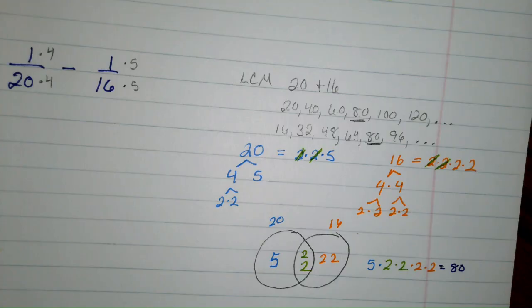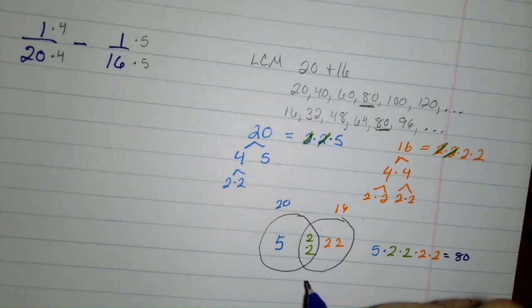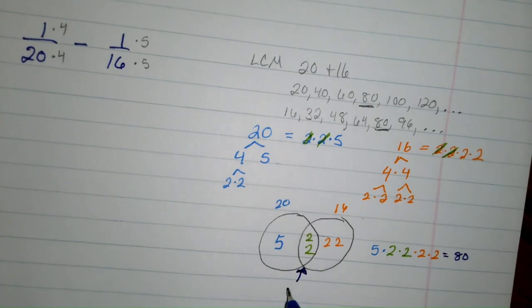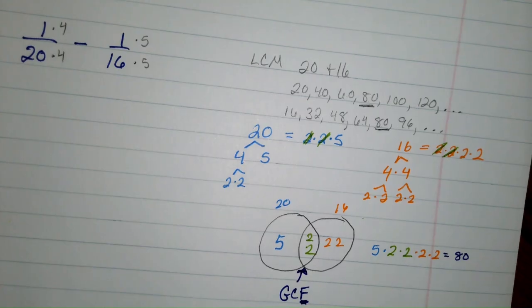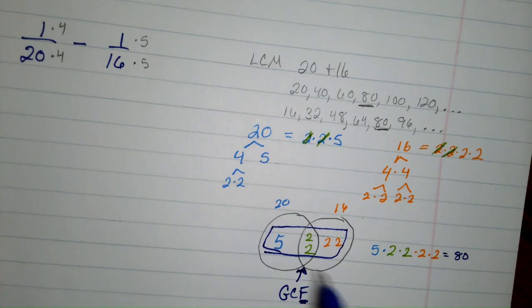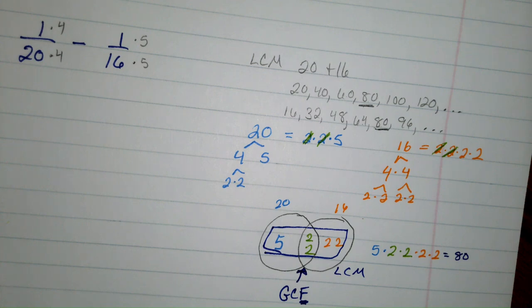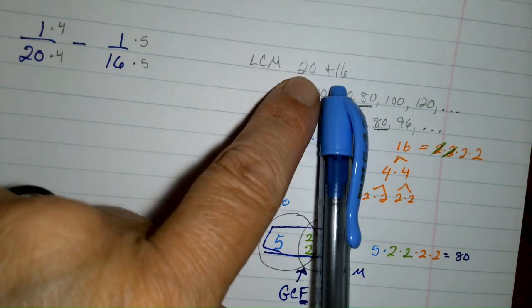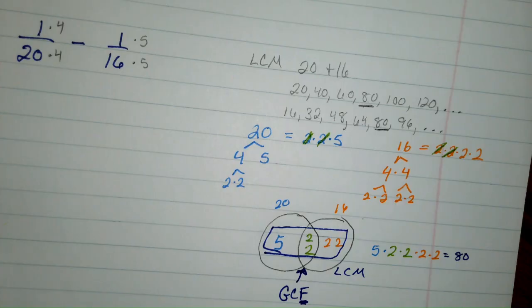So also, hey, fun thing, in here is your greatest common factor. You just use the fewest sections. When you use the most sections, you get your least common multiple. So the Venn diagram actually gives you your greatest common factor of 4, because they both divide by 4, and it gives you your least common multiple, which is 80.